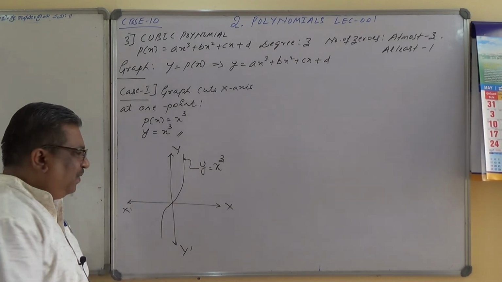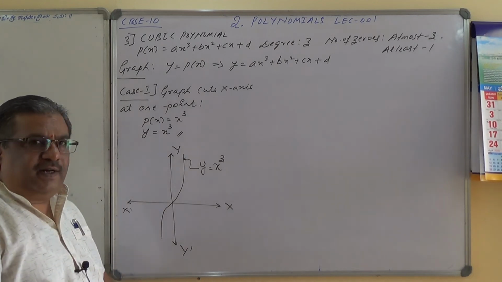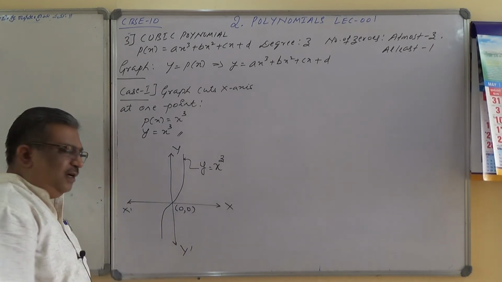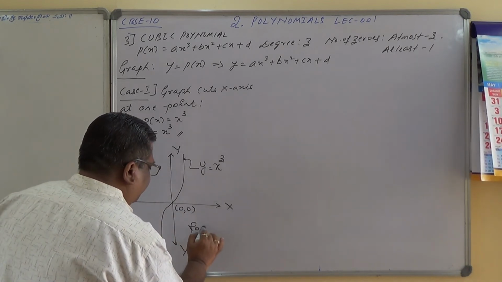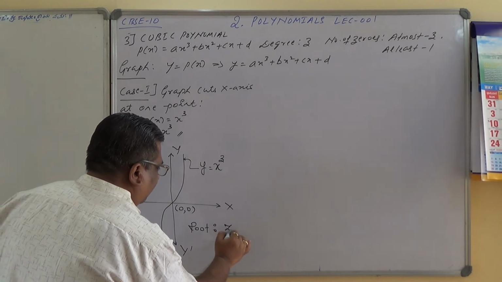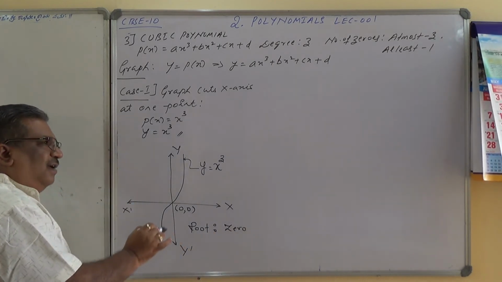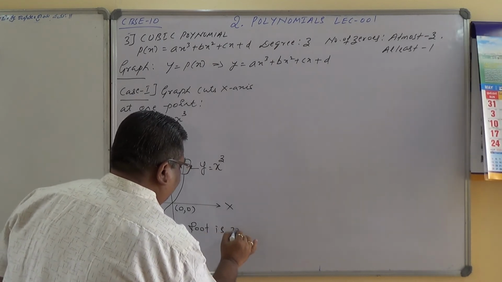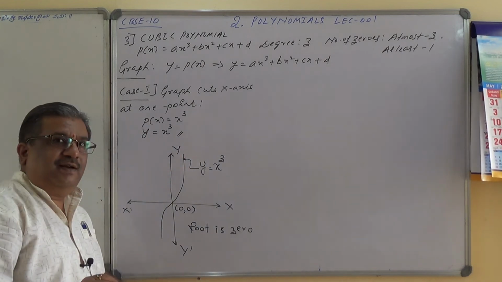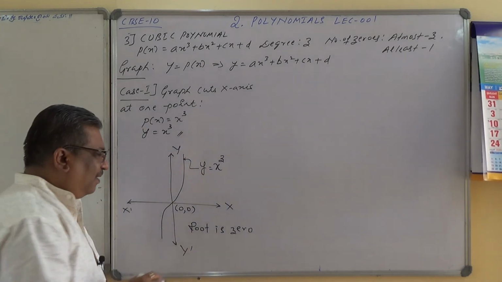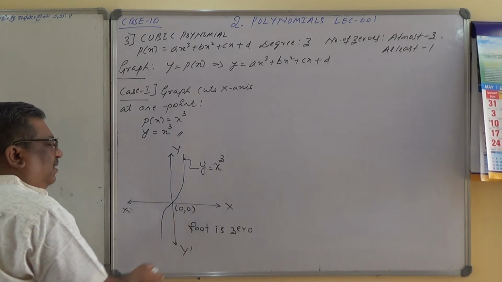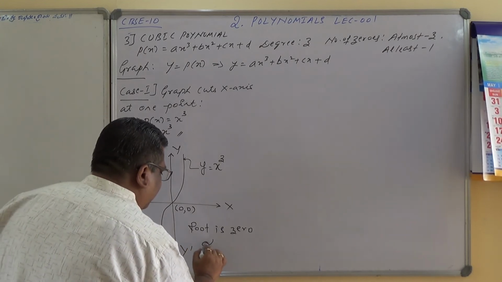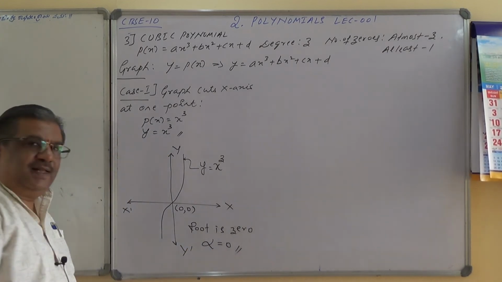Are you able to understand? It is passing through the origin. What is the x coordinate of the origin? The x coordinate of the origin is 0. Is it right? Therefore in this case the root is 0. Root is 0. It doesn't mean that there are no zeros, or 0 is 0 here. X coordinate is 0. Therefore the number of roots is only one, and that is 0. So alpha equals 0. This is the answer here.